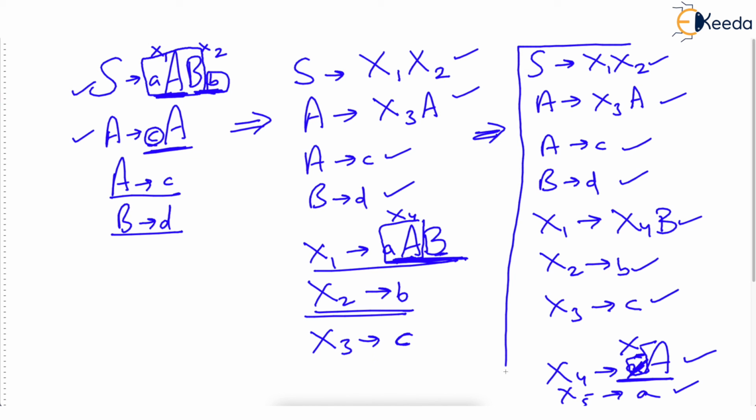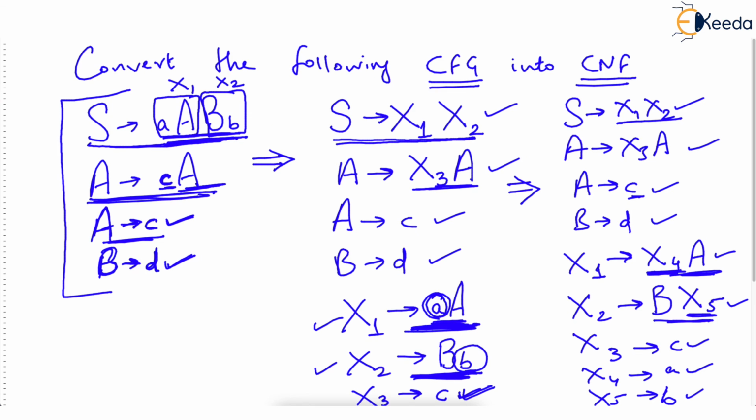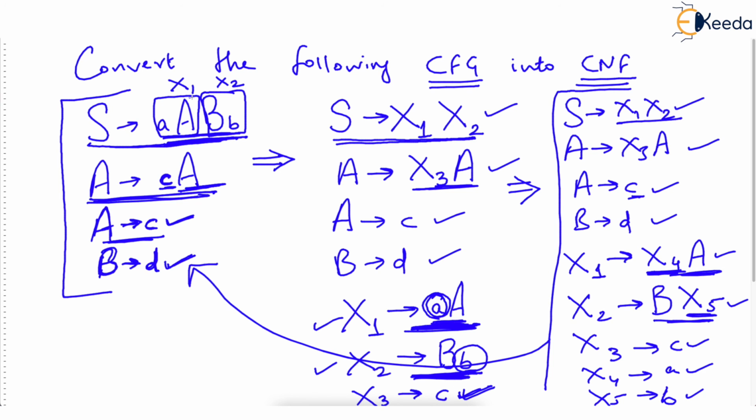This is the CNF we got for the given CFG, which is different from the CNF we got for the same grammar earlier. It depends on how you are replacing and how many symbols you are replacing with a non-terminal in each step. But that's how you convert any CFG to CNF. Thank you very much.